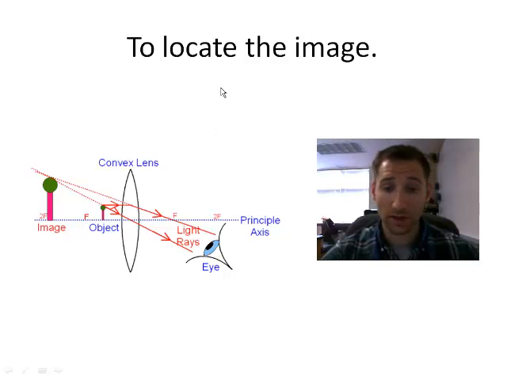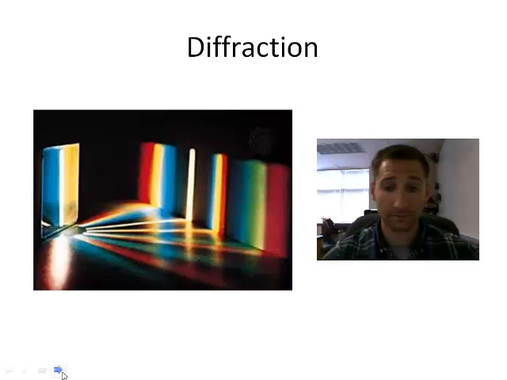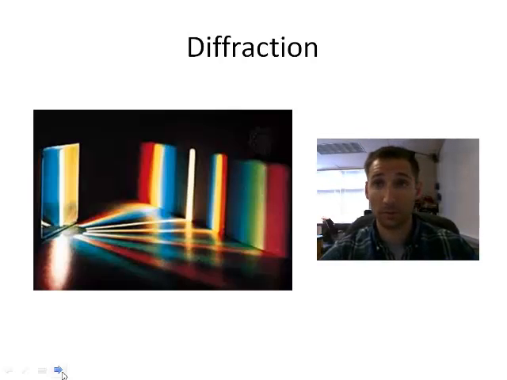Why do we use ray diagrams? We use them to locate the image. We talked about in class how knowing where the image is going to be when you're looking through a lens will help you fix someone's vision. What is it called when light passes through an opening or around a boundary? That's diffraction.